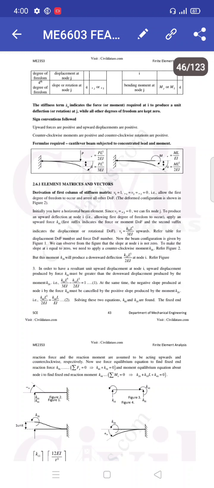The reaction force and the reaction moment at the fixed end are assumed to be acting upwards and counterclockwise respectively. Now use the force equilibrium equation to find the fixed end reaction force, and the moment equilibrium equation about node I to find the end reaction moment.